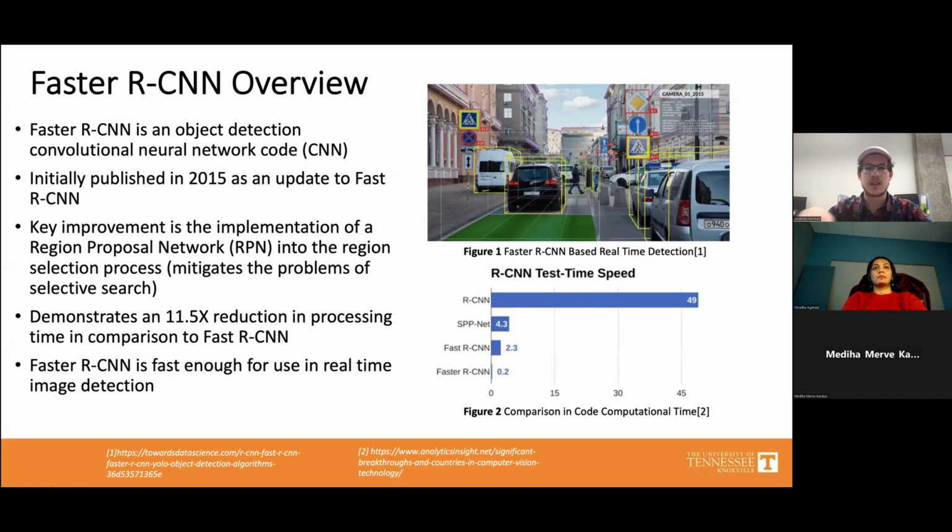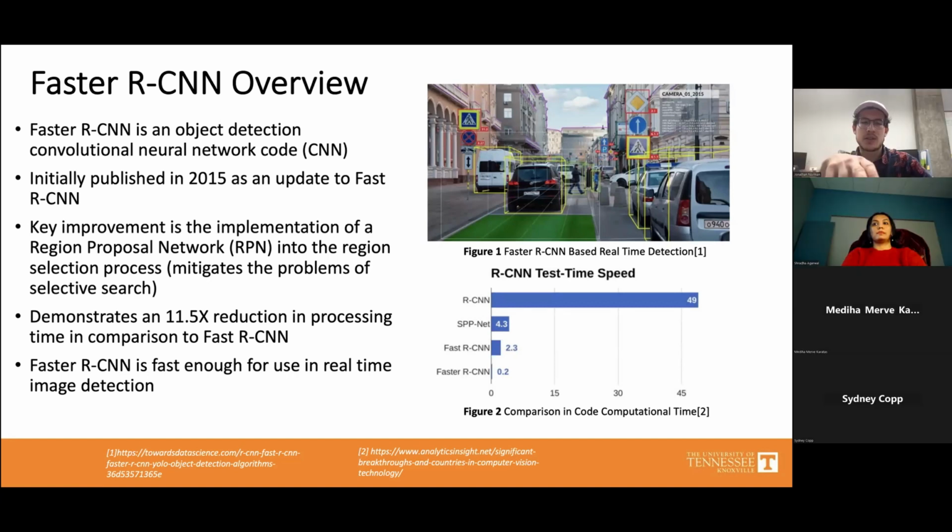an update to RCNN. The key differentiating factor between RCNN and Fast RCNN is the implementation of something called the region proposal network into the region selection process. So this was done in order to mitigate the problems of the previous algorithm called selective search. I'm going to talk about this in a lot more detail later. This is just a bit of a high-level overview.